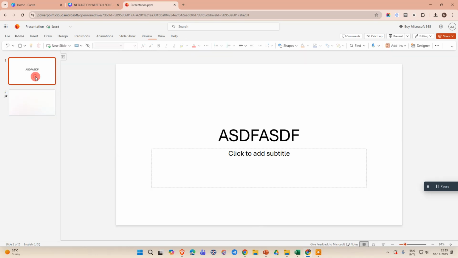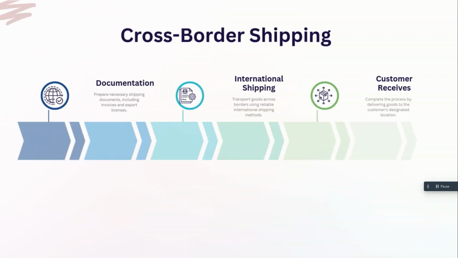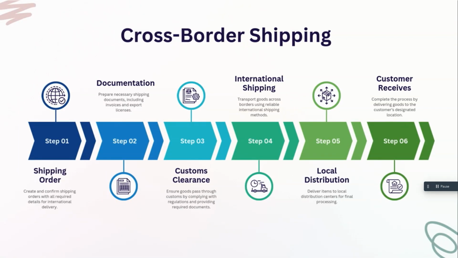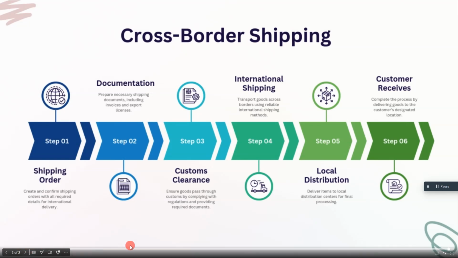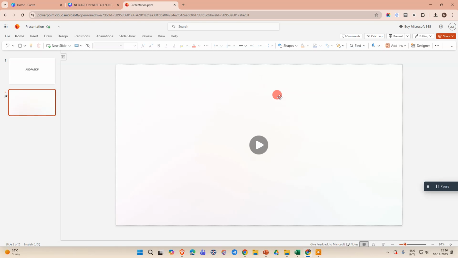Now if I preview this and start the preview, the video file will start automatically, and the timestamp of this video will be visible while presenting. So this is how you can export the exact animation design from Canva to PowerPoint.